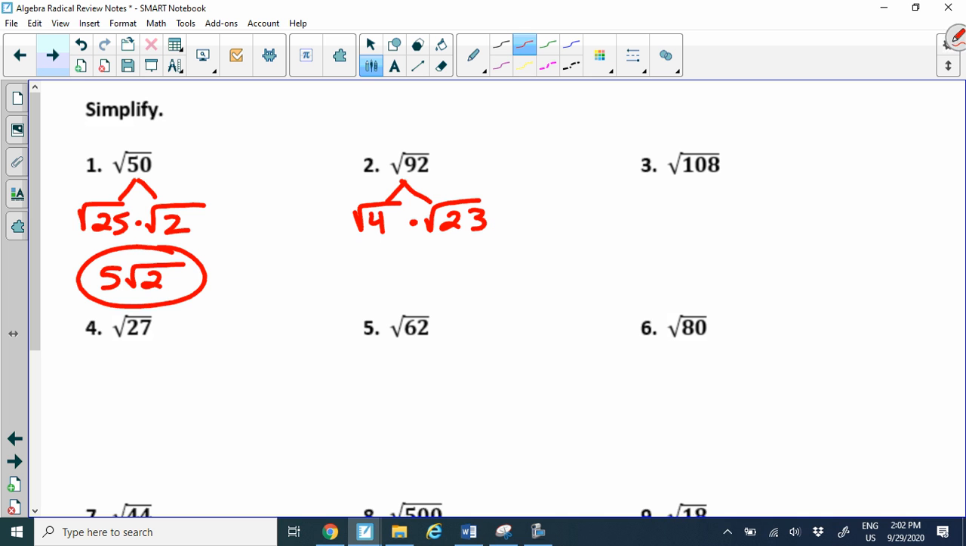Now notice how I am taking this out, right? I have 2 square roots, square root of 4 times square root of 23. Now I take the square root of the perfect square, so square root of 4 is 2, and I keep the 23 inside the radical, or the square root sign, because I cannot simplify it anymore. Okay, this is what I would like you to do. Go ahead and do number 3 and 4 on your own, so pause this video.